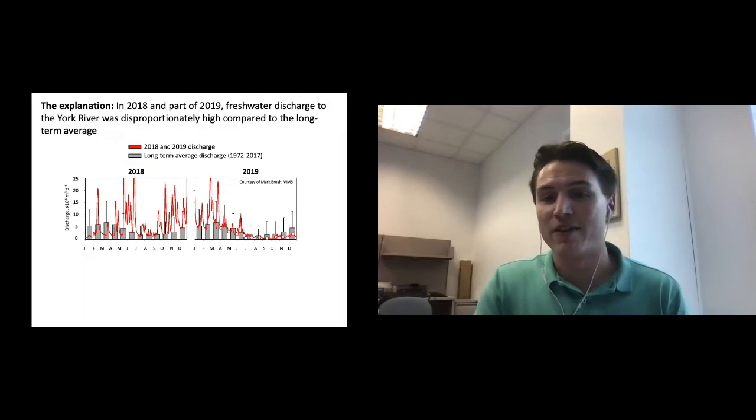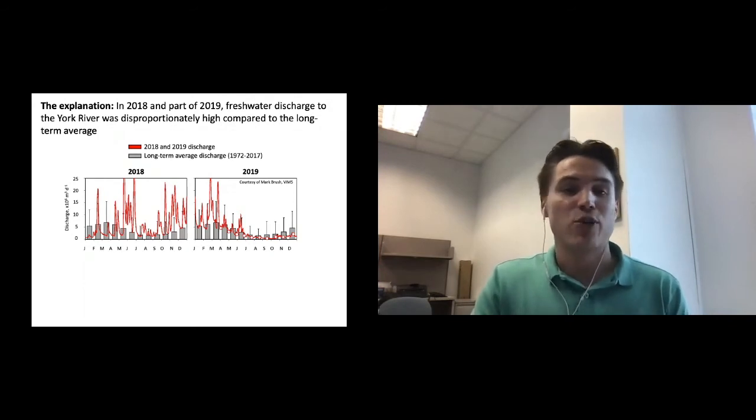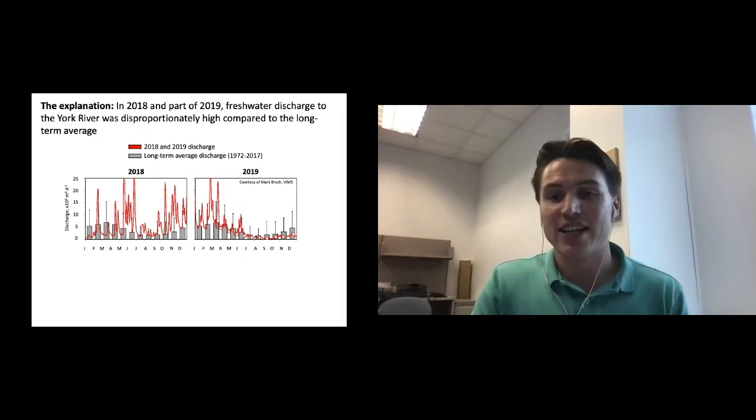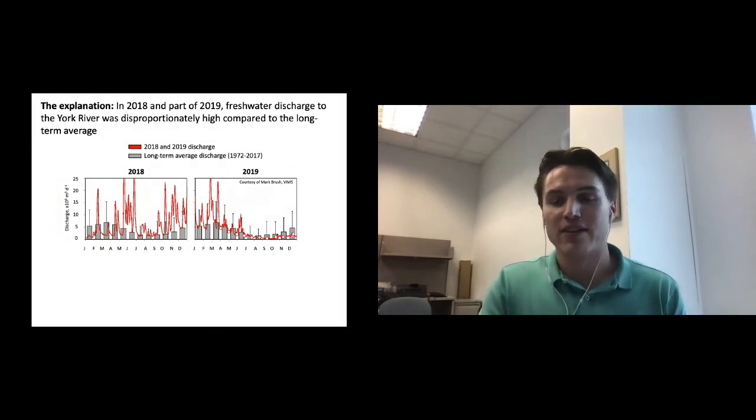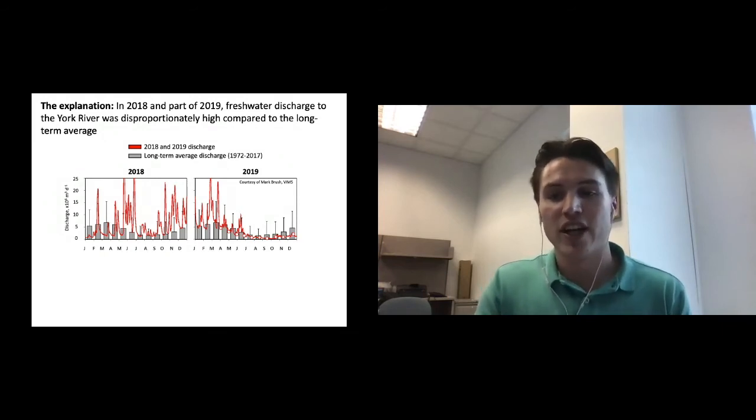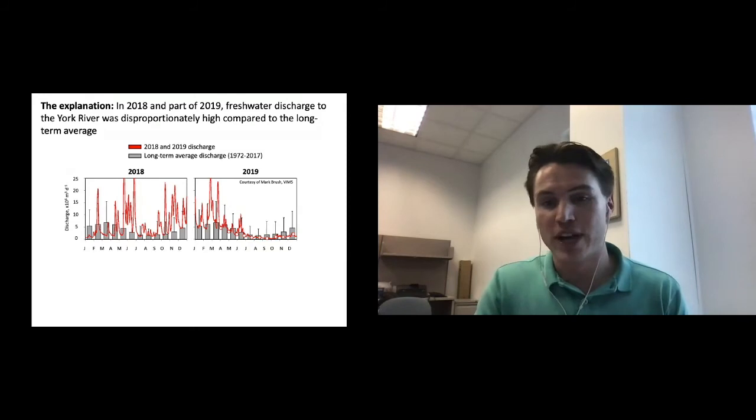First, we can consider freshwater discharge. 2018 and part of 2019 were incredibly wet years. And this figure, which Brianna showed before, shows a plot of freshwater discharge into the York River. The red line indicates discharge during 2018 and 2019, while the gray bars represent the long-term average discharge between 1972 and 2017.